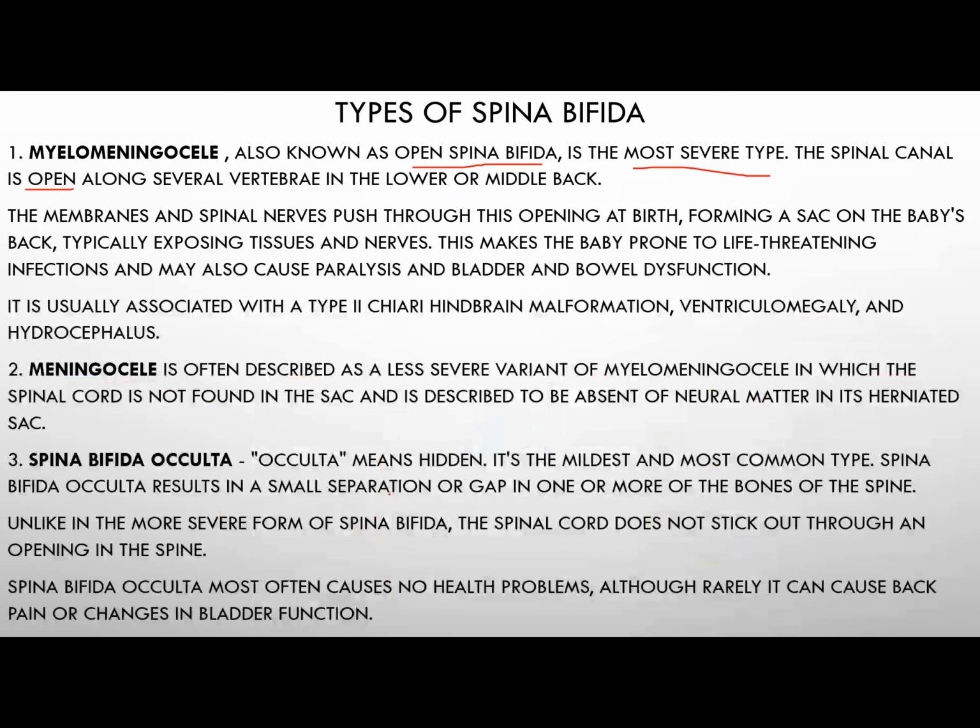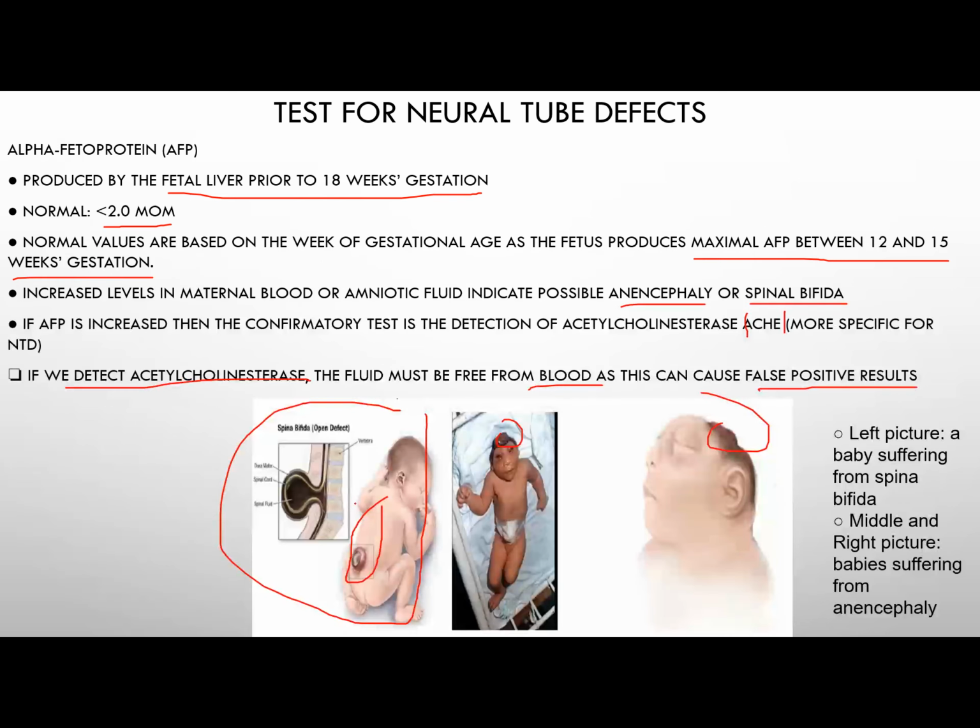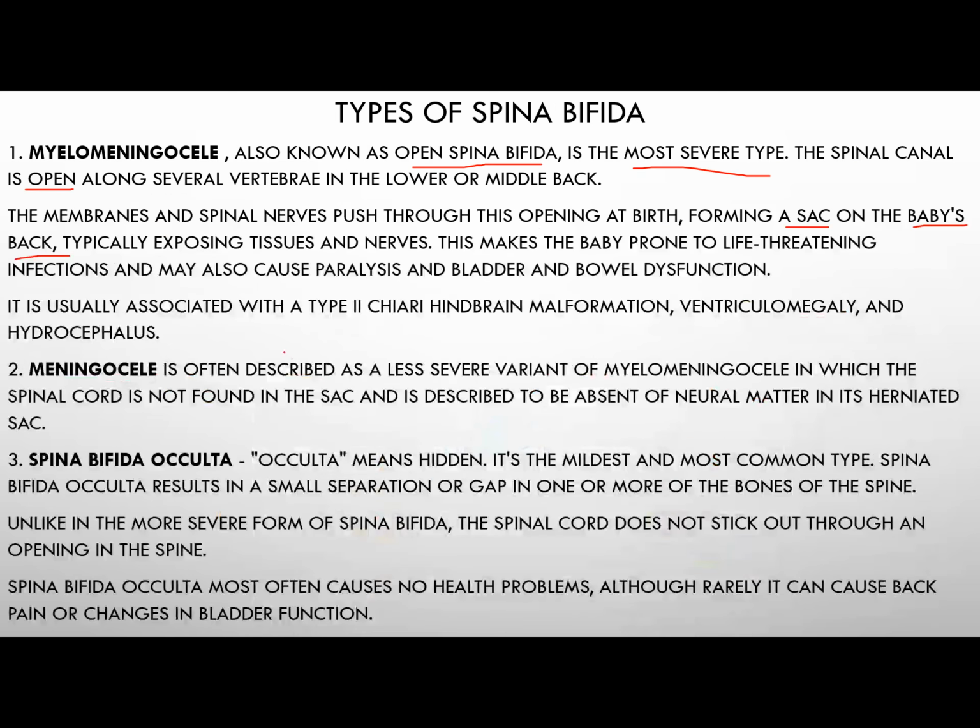The membranes and the spinal nerves would push through this opening at birth, forming a sac on the baby's back. So if you take a look at the picture, may sac doon sa likod ng baby, class, typically exposing tissues and nerves. This makes the baby prone to life-threatening infection and may cause paralysis, bladder, and bowel dysfunction. It is usually associated with a type 2 Chiari hindbrain malformation, ventriculomegaly, and hydrocephalus.